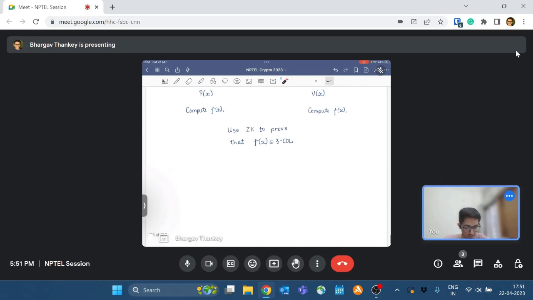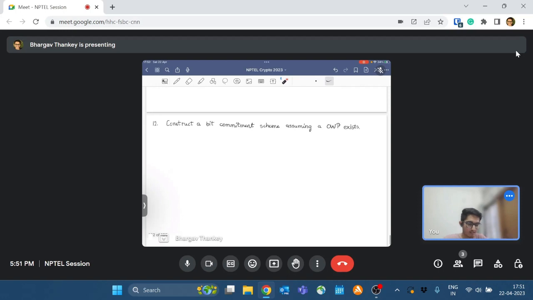So now let's look at the next problem. Recall that we have seen commitment schemes in the class. In particular, we constructed commitment schemes in two settings. One when we are in the random oracle model, and one when we weren't in the random oracle model, we were in the standard model, but we used the discrete log assumption, right? So we constructed commitment schemes either based on the random oracle assumption or the discrete log assumption.